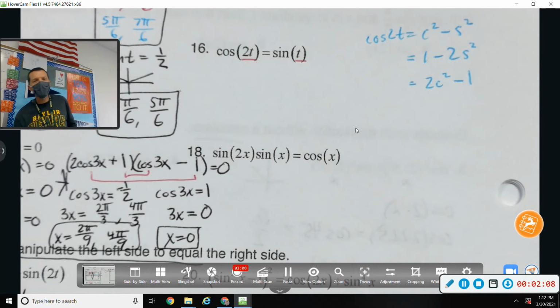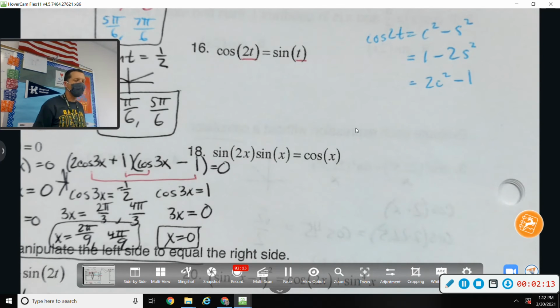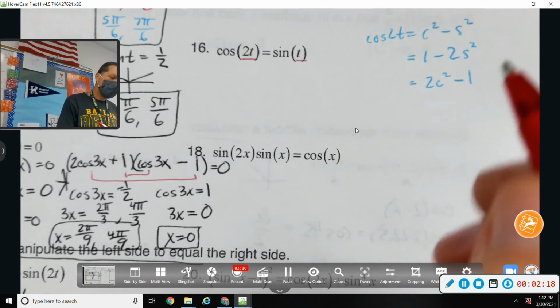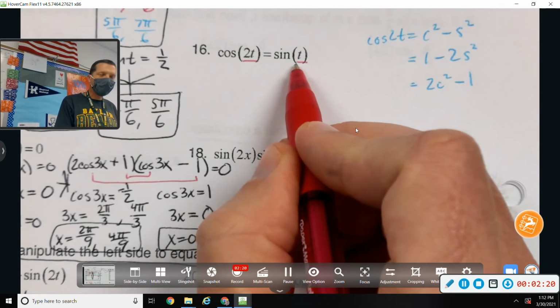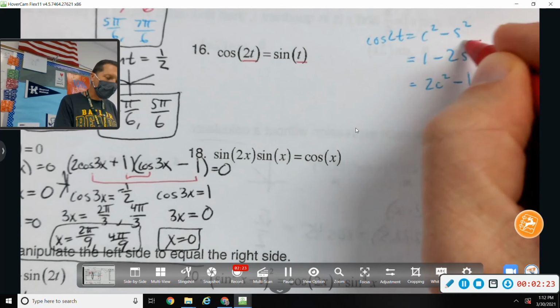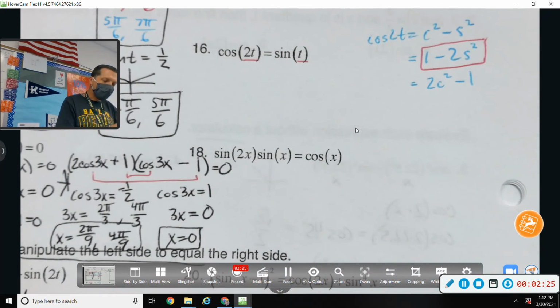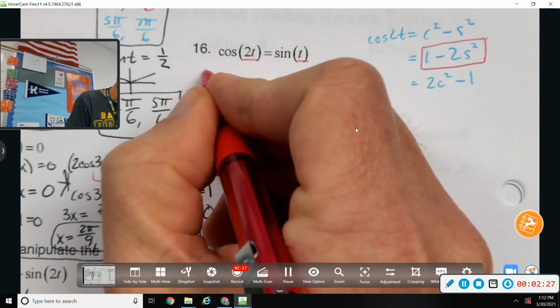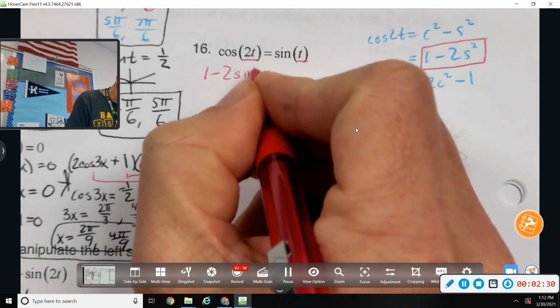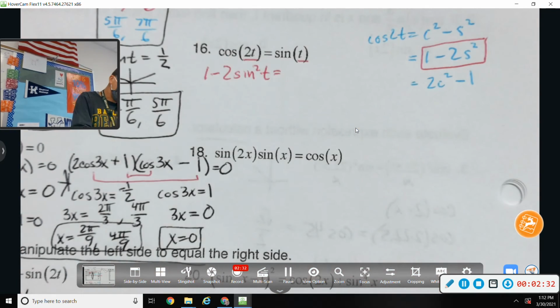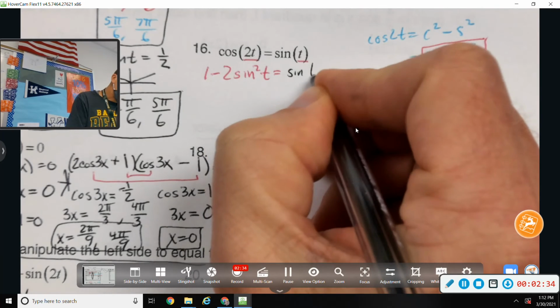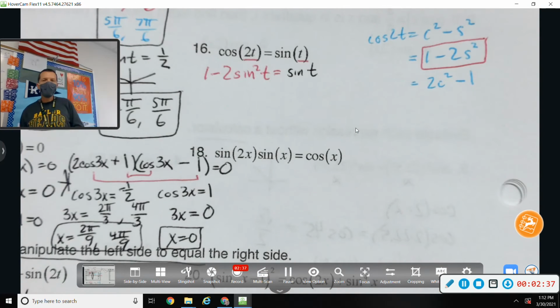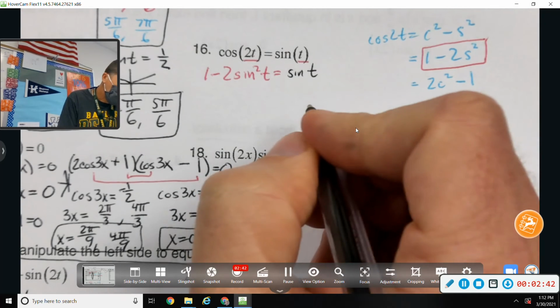Which of those do you think would be the best choice for number 16? The first one, the second one, or the third one? Why the second one? I agree. Right, I have something with sine in it, so I'd probably like to stick with sine stuff. So let's replace it with 1 minus 2 sine squared of t. Then maybe this will factor.